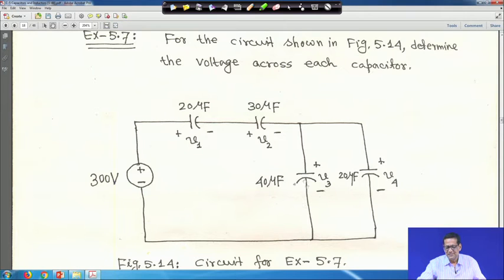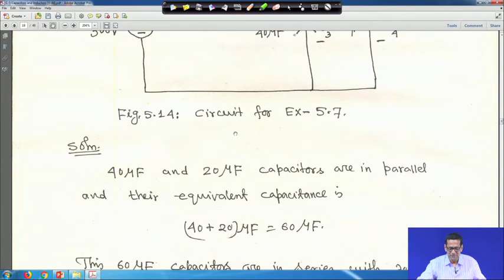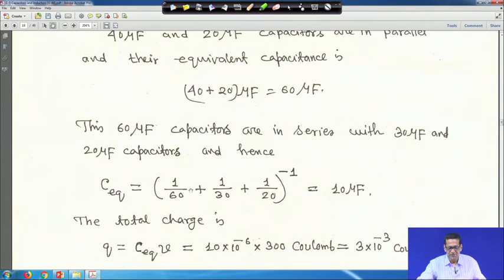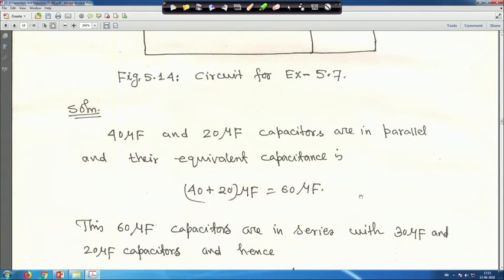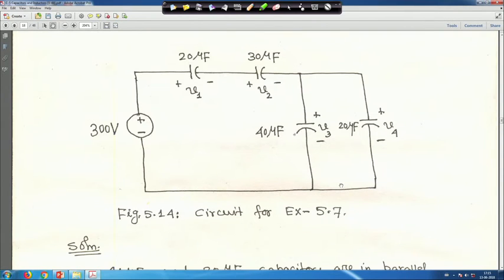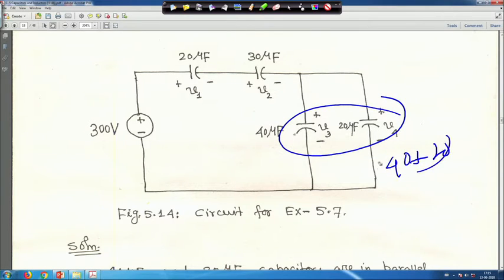Then 60, 30 and 20 are in series. First these are parallel, you add them up, 40 plus 20, 60 microfarad, and then 60, 30 and 20 are in series. That means you have to find the equivalent one, that CEQ will be 1 upon C1 plus 1 upon C2 plus 1 upon C3, whole to the power minus 1, that will give you 10 microfarad, because here these two are in parallel, right. So, their equivalent is 40 plus 20 is equal to 60 microfarad.